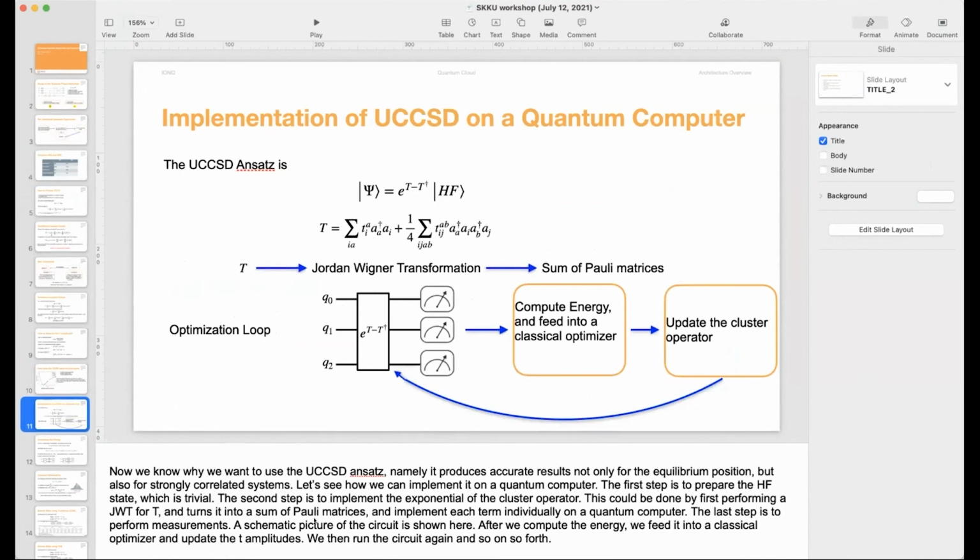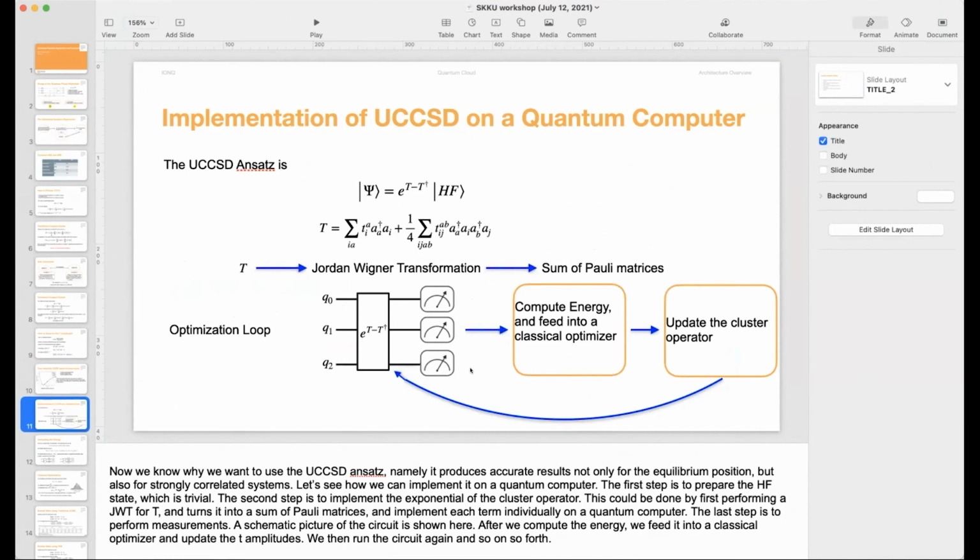Let's see how we can implement it on a quantum computer. The first step is, of course, to prepare the Hartree-Fock state, which is trivial, and we have discussed this before. And the second step is to implement the exponential of the cluster operator minus its adjoint. This could be done by first performing a Jordan-Wigner transformation for the cluster operator T, and then turning it into a sum of Pauli matrices and implementing each term individually on a quantum computer. The last step is to perform measurements.